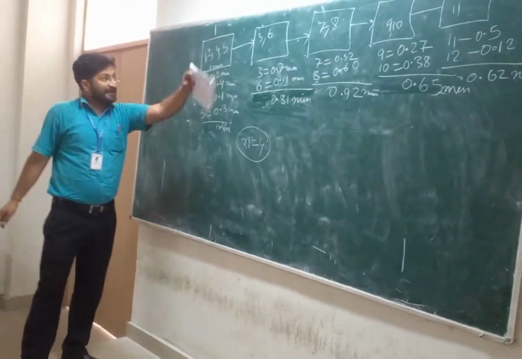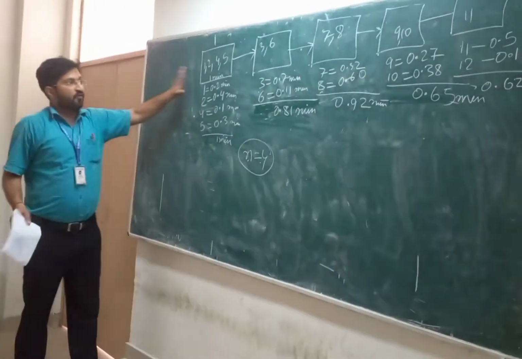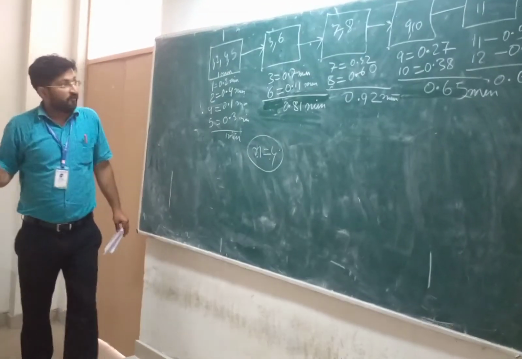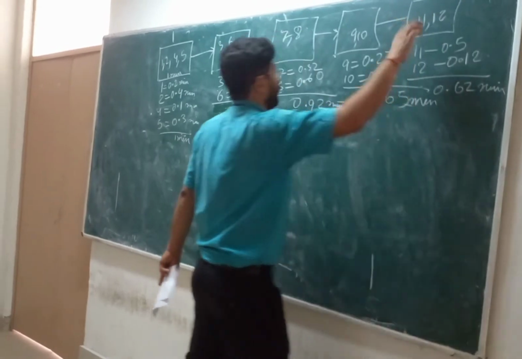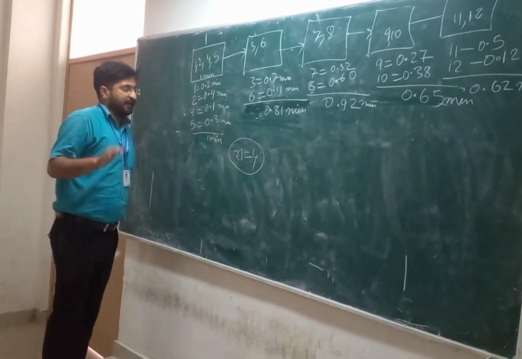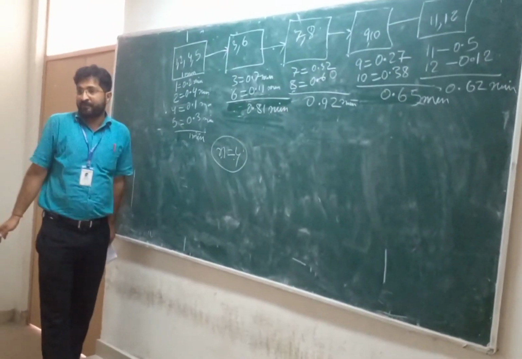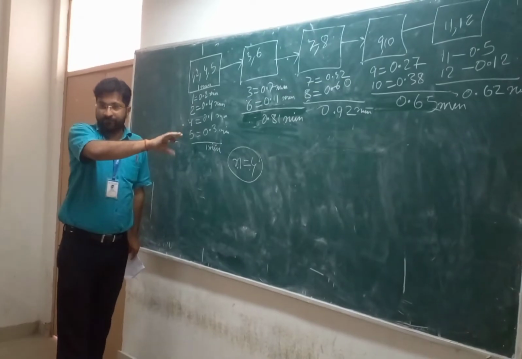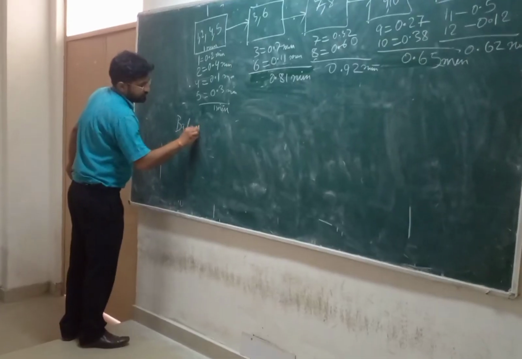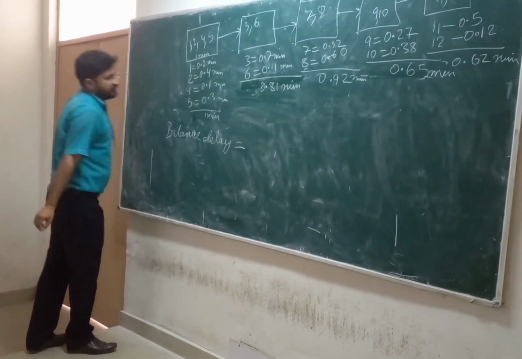So to complete this entire work element, we need 5 workstations. 11 also and 12 also. So we will write here 12. So 5 workstations are required to complete this assembly process. Okay. We can see the balance delay. Balance delay.